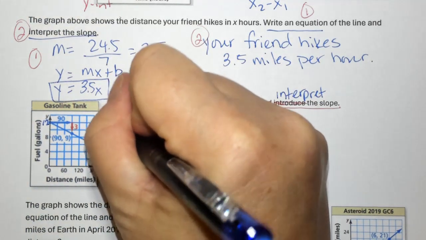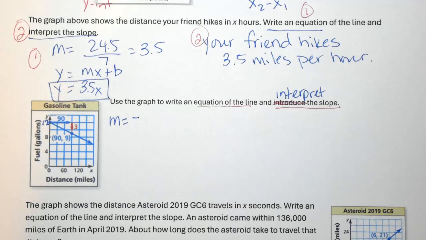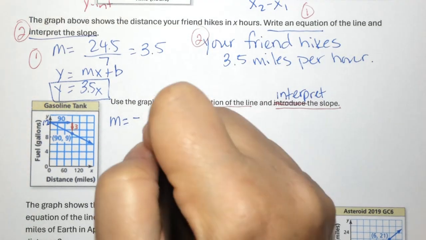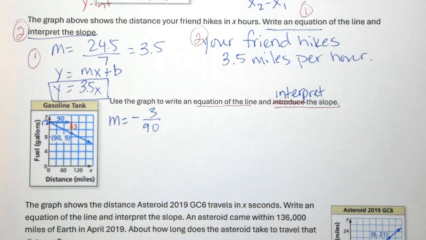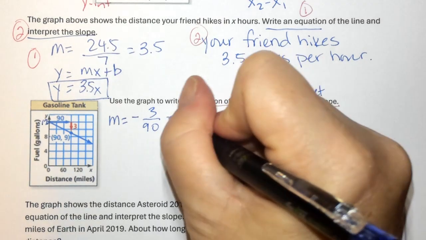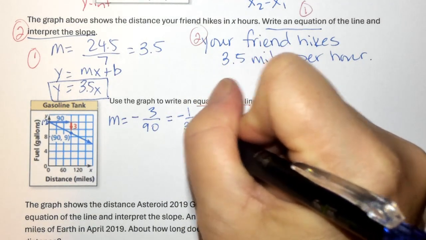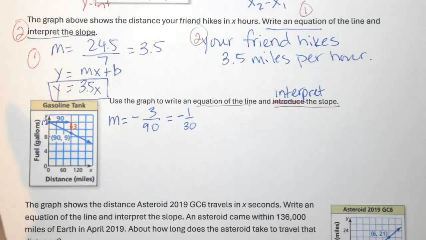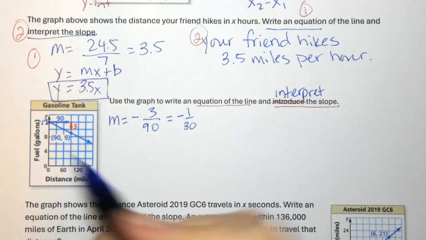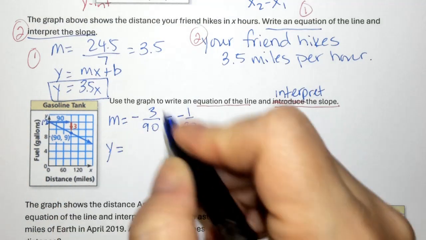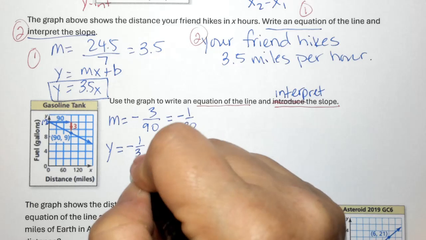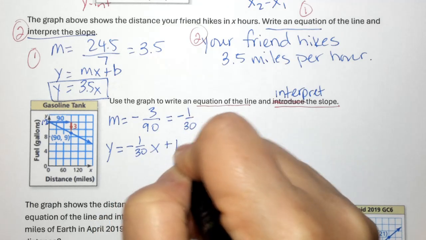So let's take our slope. We know it's negative because our line is decreasing. We have 3 over 90. And so we just need to simplify. This becomes negative 1 over 30. And we know our y-intercept is 12. So we're going to write y equals negative 1 over 30x plus 12.